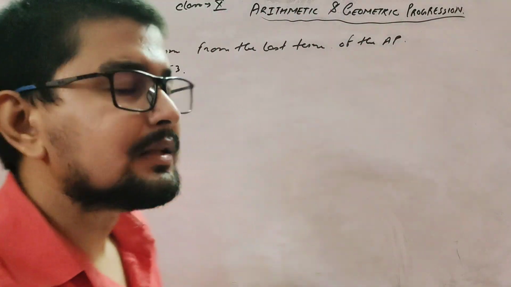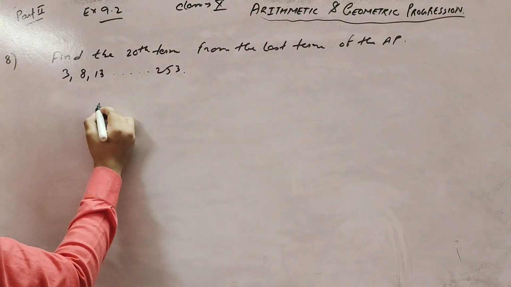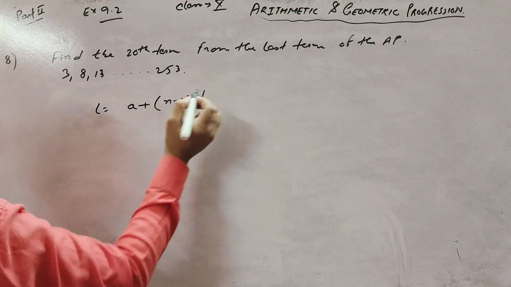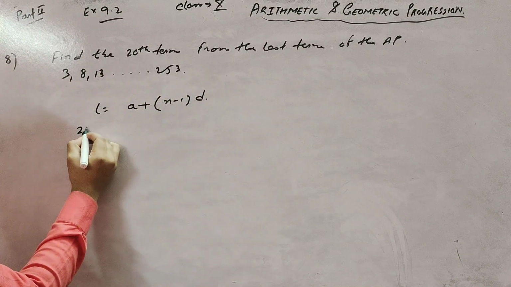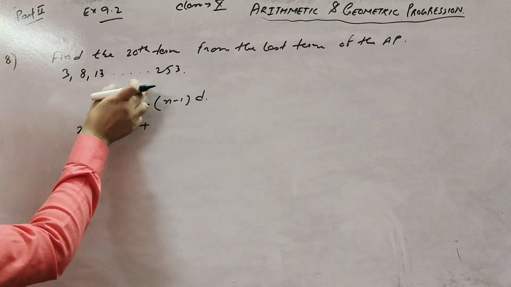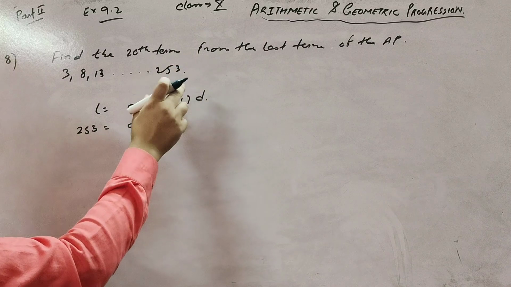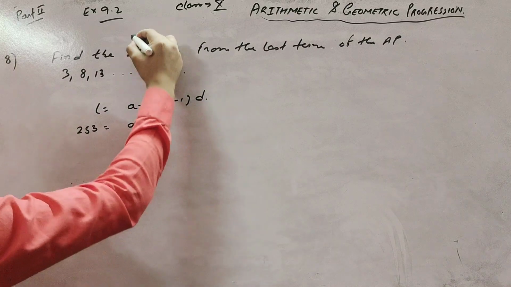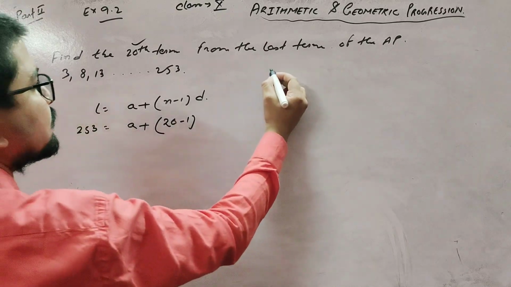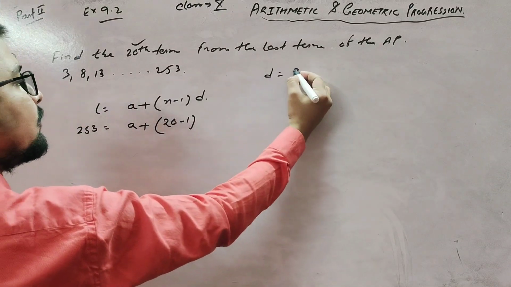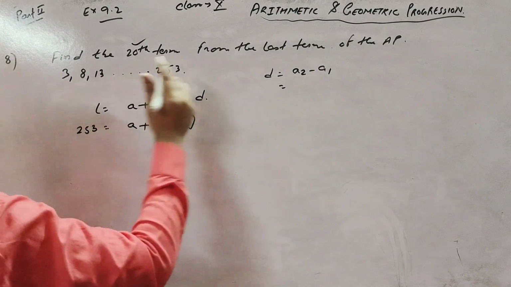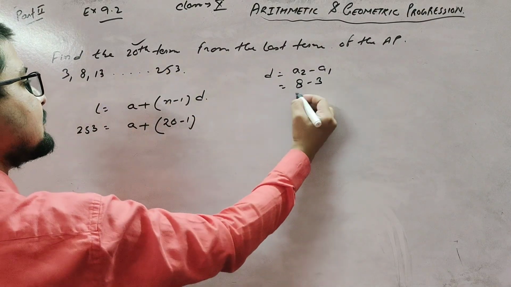We know that the last term formula, that is L equals A plus N minus 1 D. L is given, the last term, that is 253. A means that number we have to find. N is 20th term, minus 1, and D for difference. So the difference, we know the formula, is A2 minus A1. What is A2? The second term is 8 minus 3, that is 5.